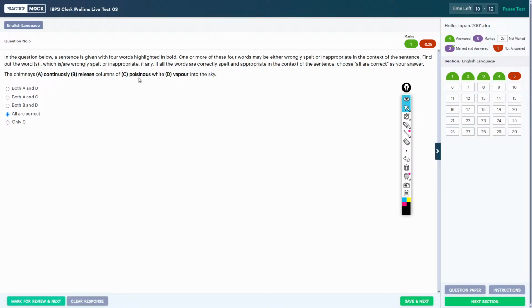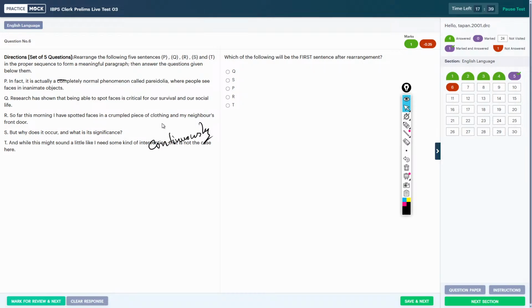Poisonous. Okay, so poisonous is incorrect for sure. Continuous. Continuously. So either A and C or only C. I'll have to check it back later.